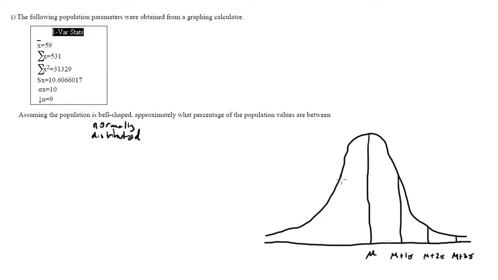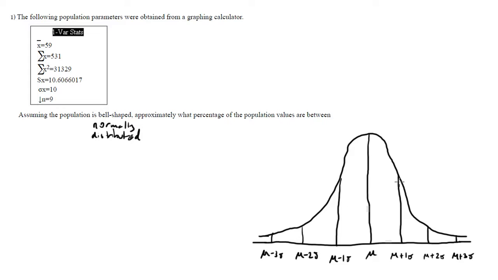Then on the left side, going left of the mean, that's my mean minus one standard deviation, my mean minus two standard deviations, and here three standard deviations less than my mean. So we go three standard deviations above the mean, three standard deviations below the mean.